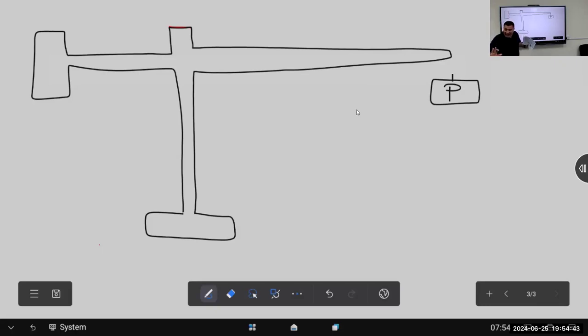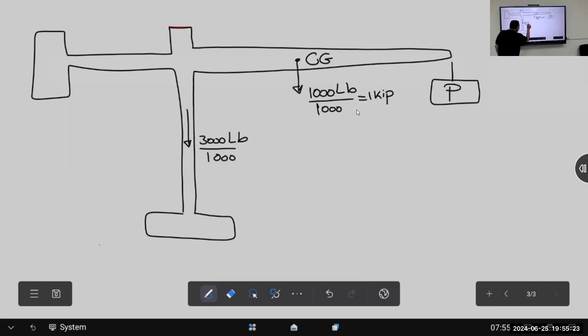Hands up. Okay, what do we have here? 1,000 pounds at the CG. 1,000 pounds means 1 kip, in British, sorry, imperial units, foot-pound-second, equals 1 kilo pound. I have the tower itself, weight 3,000 pounds acting in the post. Tower itself, 3,000 pounds divided by 1,000 equals 3 kips.